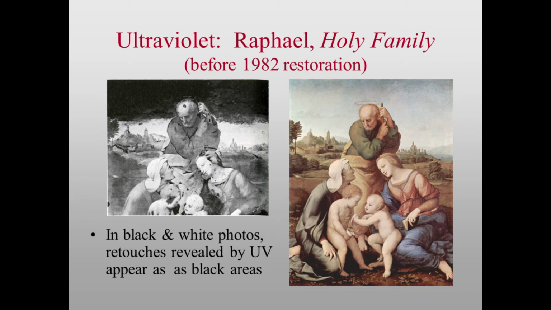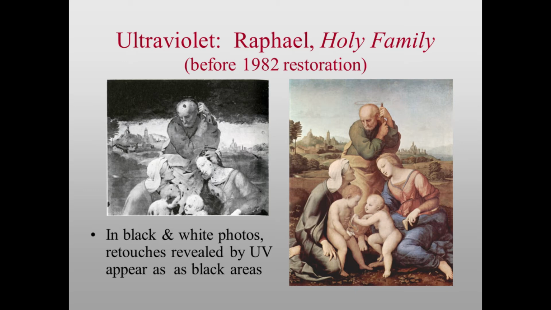And this will be very interesting, I think. This is a painting by the very famous Italian artist Raphael, and it is in Budapest. It's a picture of the Holy Family, as you see, and it was restored in 1982. And you see in the black and white photograph, this is the photograph that was done with ultraviolet. The ultraviolet areas appear as black areas. So you have all of these black spots like around the hairline of Mary, or on the face of John the Baptist, and little spots all over.